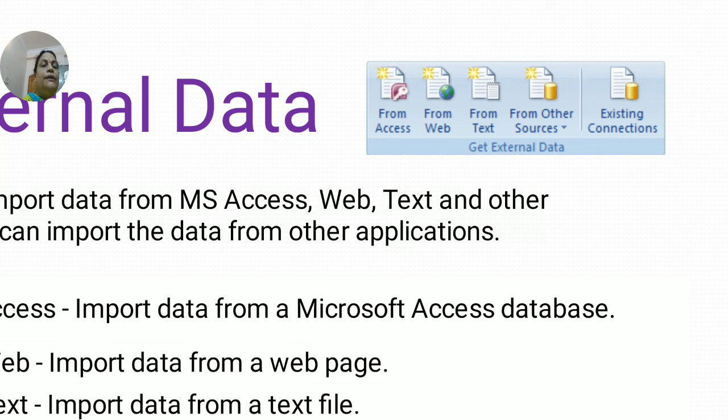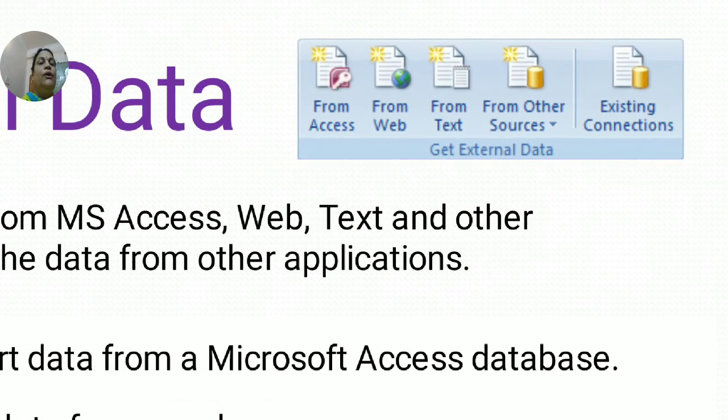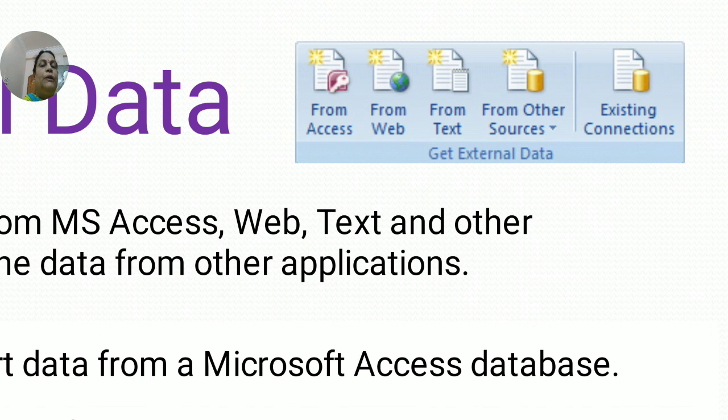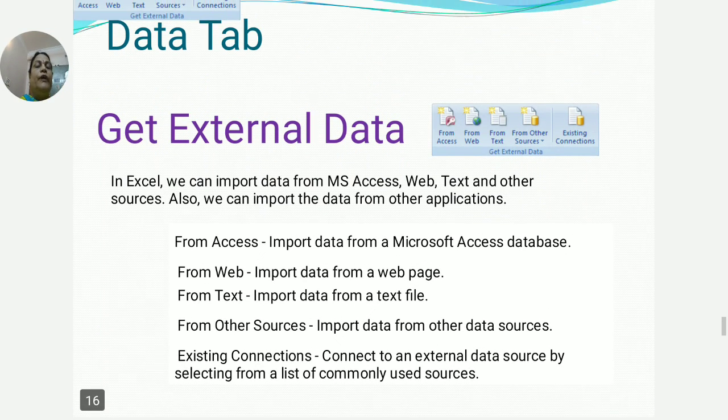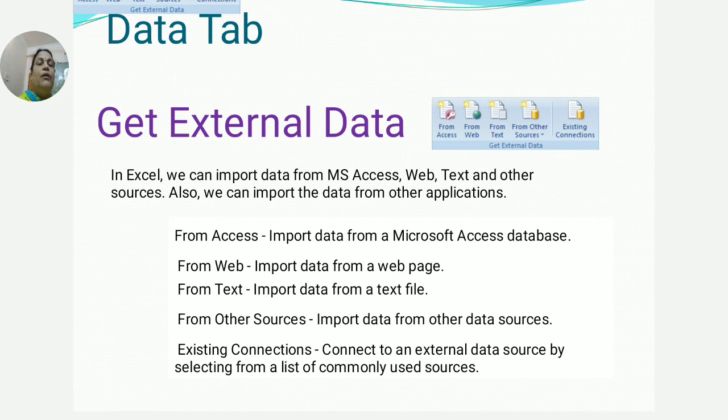Under get external data, you can see you have commands from Access. The get external data group is used for getting external data from other applications into the Excel application in which we are working: from Access, from web, from text, from other sources, existing connections, that is databases also you can get the data. This is a very important feature of the Excel application. In Excel we can import data from MS Access and all these things.